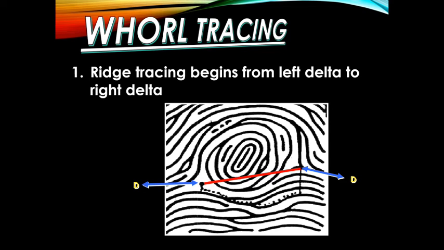So in tracing, we must trace from the left delta until the point which is opposite to the right delta. Now, in cases where there are 3 or more deltas present, the tracing will still begin from the farthest left delta until a point opposite to the farthest right delta, if there are 3 or more deltas present in the fingerprint pattern.